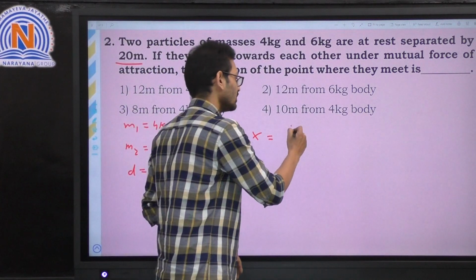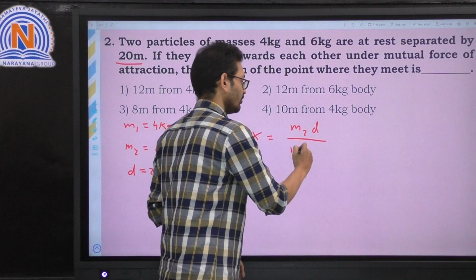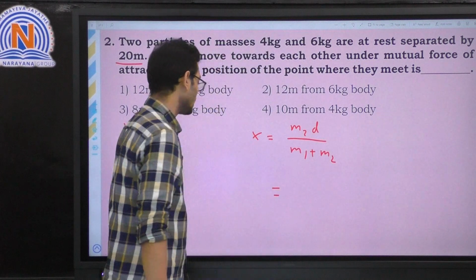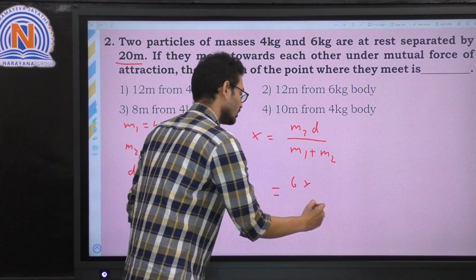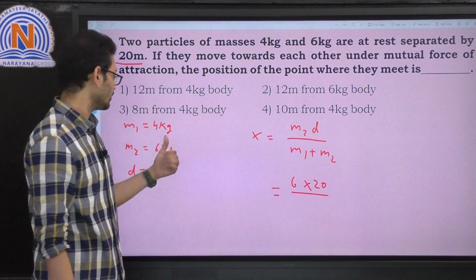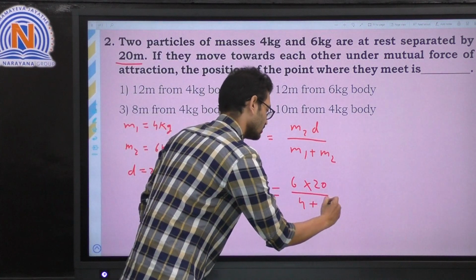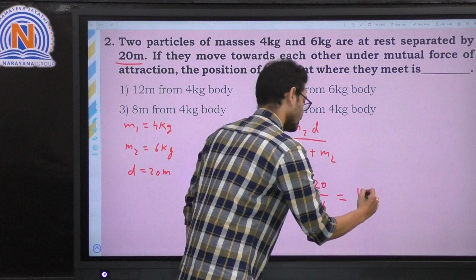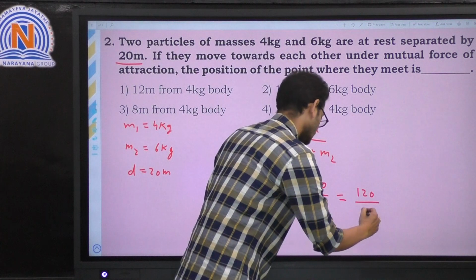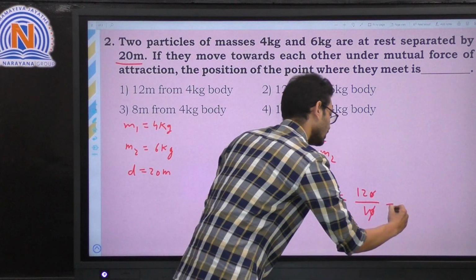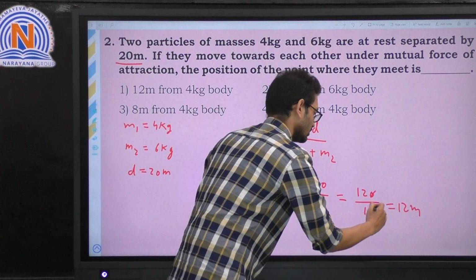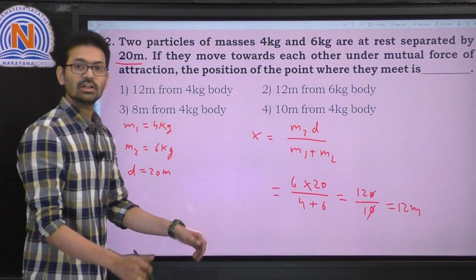Now when you try to figure out the distance, it is m2 d by m1 plus m2. You substitute the m2 value. How much are you going to get? m2 value is 6. What is the distance they have given? 20, divided by m1 plus m2, 4 plus 6. I think this is 120, not thinking, that is 120 only. Now 6 by 10, so you will be getting 12 meters. This is 10, 0 gets cancelled and you are going to get 12 meters.